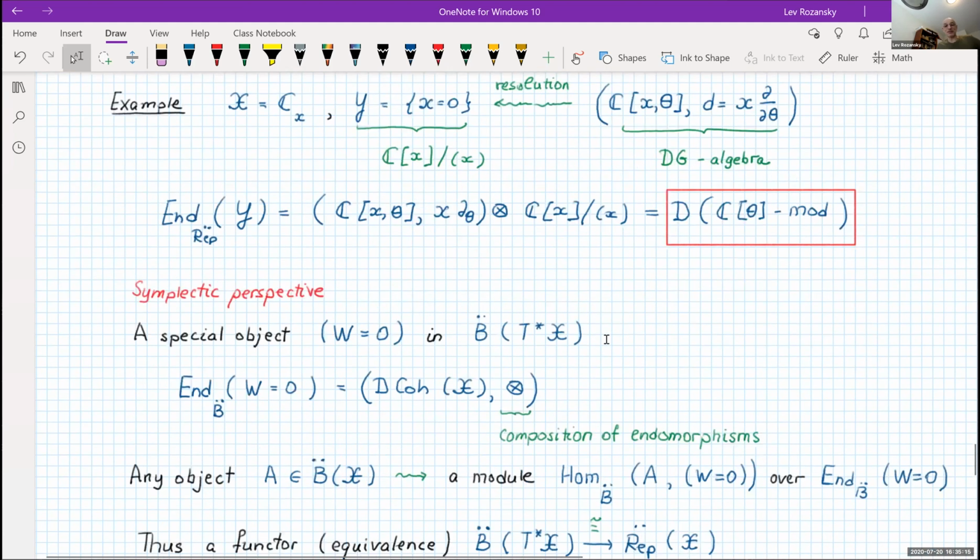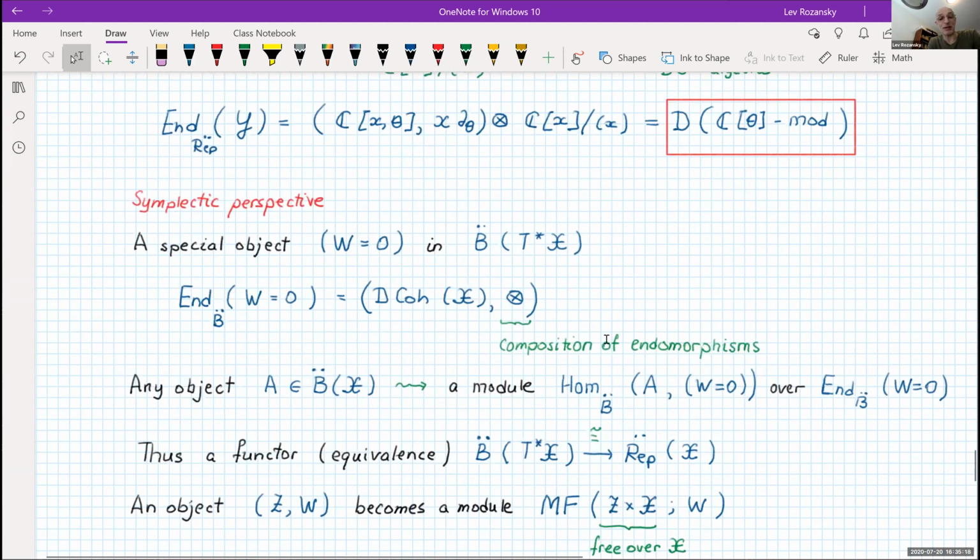From the symplectic perspective, it's the same story. Consider a special object, W equals 0. Its endomorphisms are coherent sheaves with tensor product, a monoidal category. So now every object in our two category becomes a module, just for trivial reasons, over the endomorphisms of W equals 0. So all our objects naturally are modules over sheaves over X with tensor product. So we have a functor from our two category into representations, presumably an equivalence.